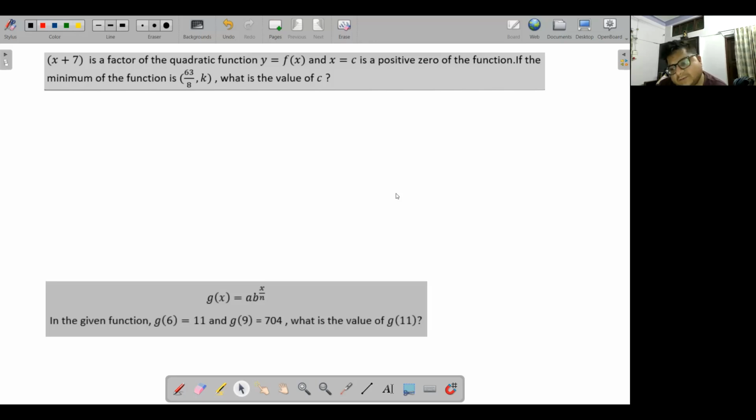We will go one by one and let's see how it works. So I'm starting with my first question, which is visible on the whiteboard. X plus 7 is a factor of a quadratic function y equals f of x, and x equals c is a positive zero of the function. If the minimum of the function is (63/8, k), what is the value of c? So, students, can you try and give us around 1 minute to solve it and let me know the answer. After that, I can help you solve it using Desmos.